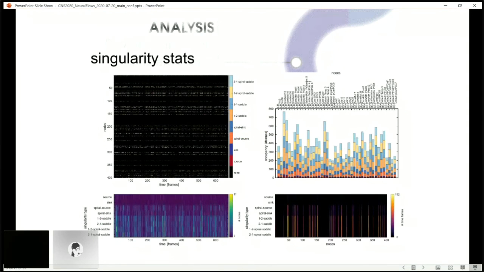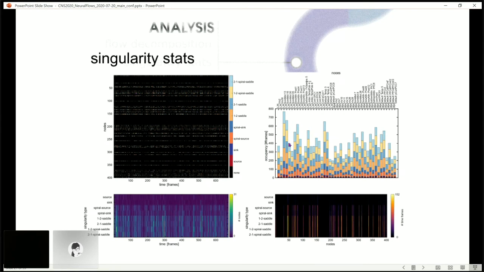Here, what the toolbox produces is a summary of singularity statistics, and this comes to the sparse representation that we wanted to obtain, and I mentioned at the beginning. So we have nodes, or number of regions of interest, and we have time. Each of these color points, I will show you a Zoom version soon, is tracking what type of singularity is going on in that part of the brain.